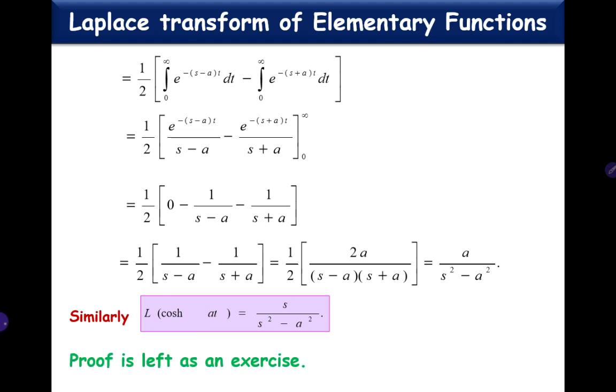So in this lecture we derived the Laplace transform of some elementary functions. Let us recall them again. The Laplace transform of 1 is 1 by s. The Laplace transform of e power at is 1 by s minus a. The Laplace transform of sin at is a by s square plus a square. The Laplace transform of cos at is s by s square plus a square. The Laplace transform of sin h at is a by s square minus a square, and the Laplace transform of cos h at is s by s square minus a square.